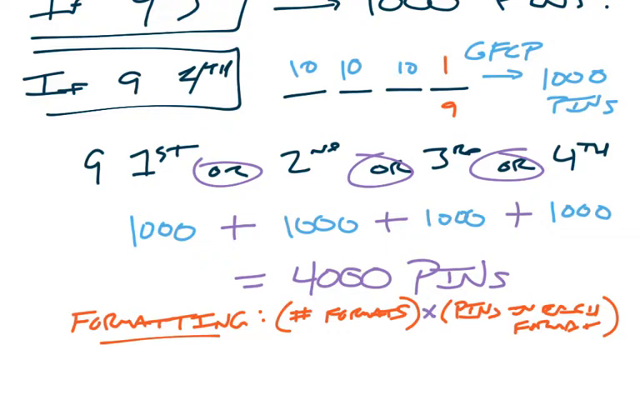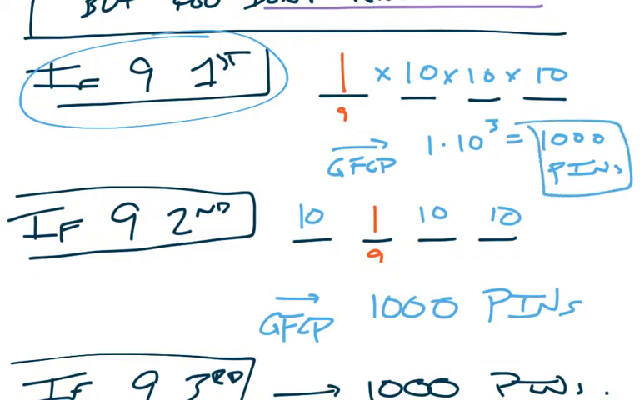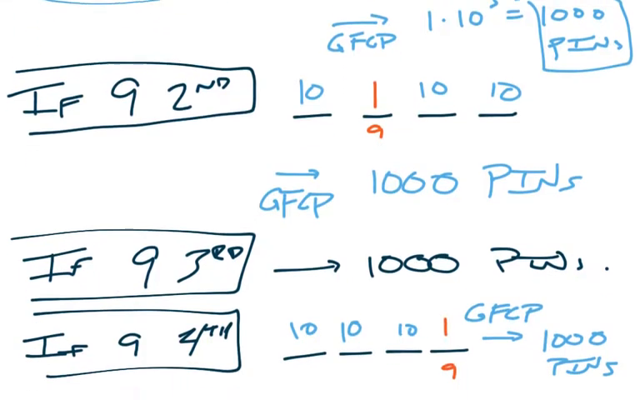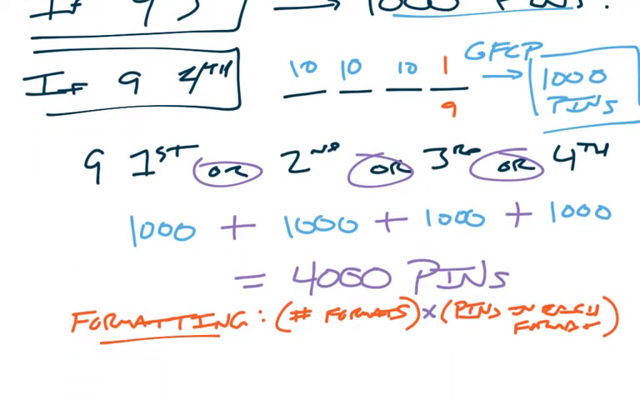All right, so the number of pins in each format, this is the question that we answered 4 different ways up here. All right, so what we're going to do here is just pretend that we've got any particular format. So for instance, let's go with this one, the 9 first. Well, using the fact that the 9 is first, we came out with 1,000 pins. And just in case you're wondering if it matters which format you choose to make this calculation, notice that we got 1,000 no matter which format we used, right? No matter where the 9 was, we got 1,000 for all of them. Okay, so the number of pins in each format is 1,000.